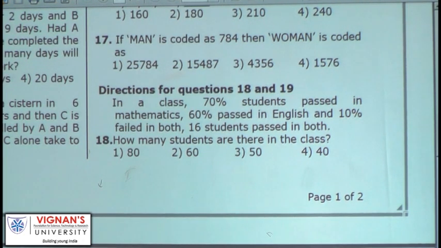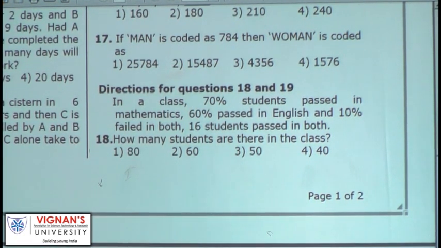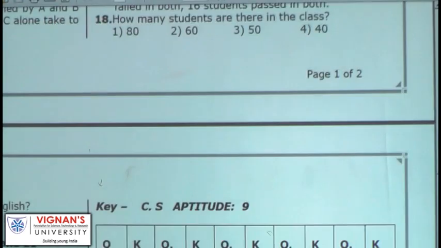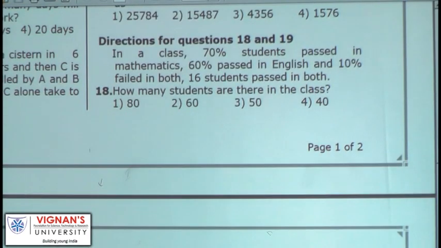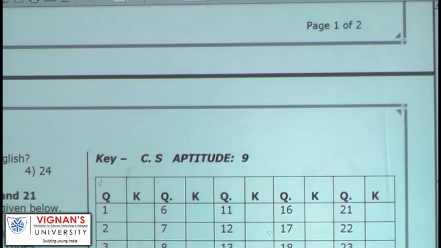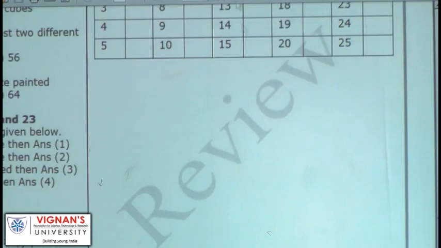Now 18 and 19. What is the answer for 18th one? 40. All of you could solve that. Simple Venn diagram, right? Now 40 and 16. Very good.